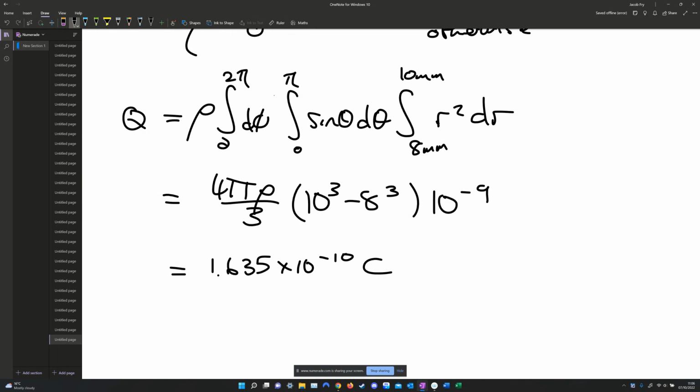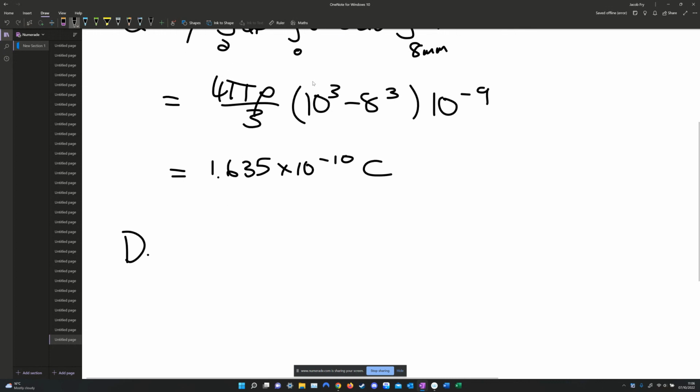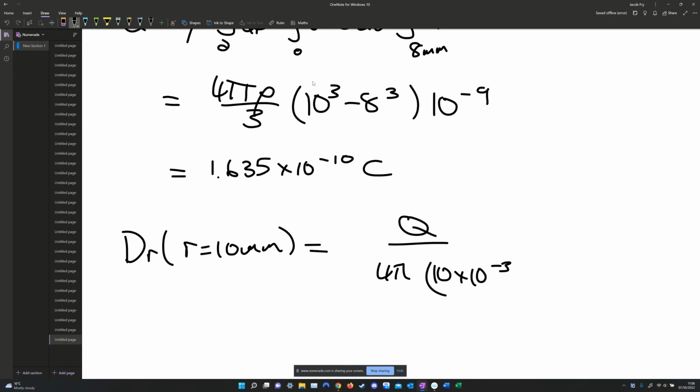So now we want to use Gauss's law to get Dr, the radial component of D, at r equals 10 millimeters. Well, this is going to be the charge divided by 4 pi times 10 millimeters squared. So let's divide our charge by 4 pi times 10 to the minus 2 squared. So that's 10 to the minus 4. So that gives us 1.30 times 10 to the minus 7 coulombs per meter squared.